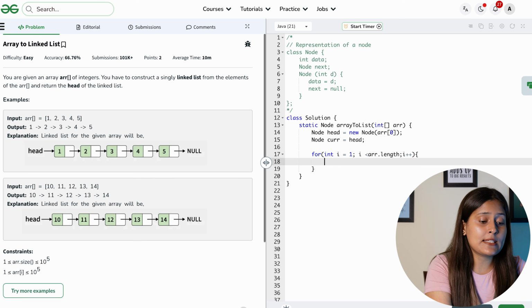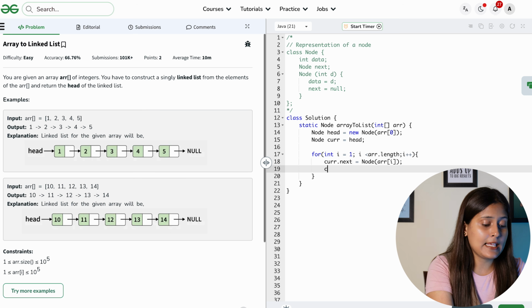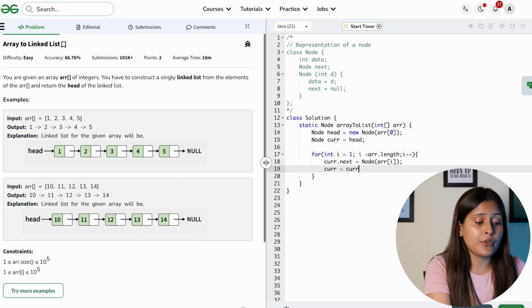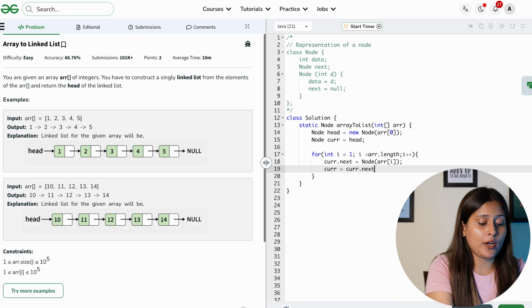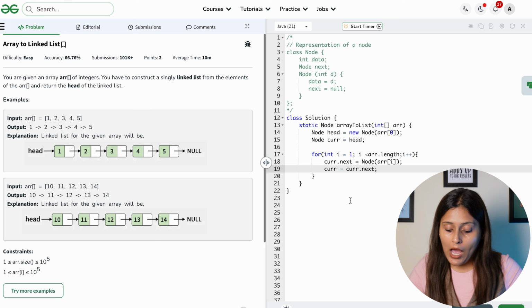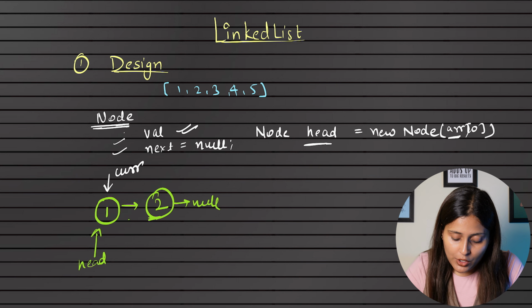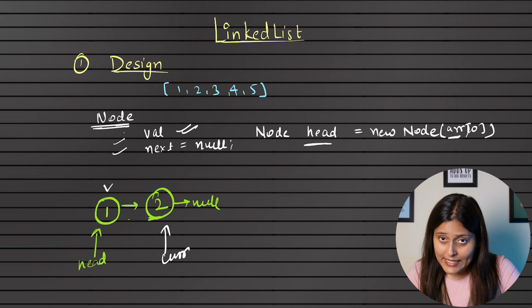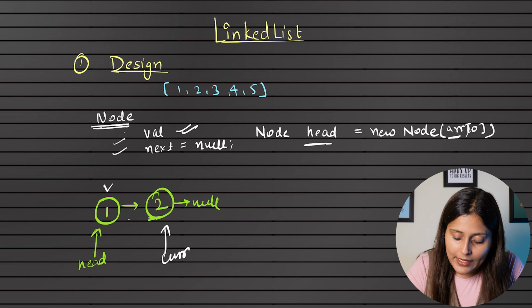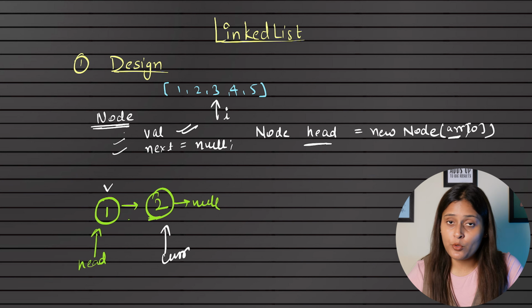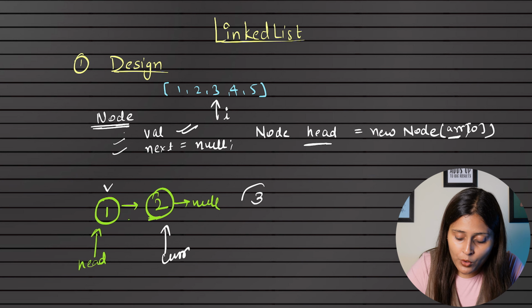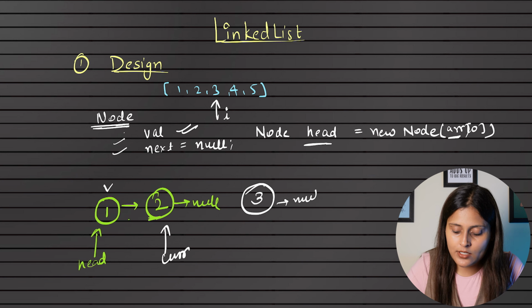Okay. Now inside this we have to say that in our current.next we want to create a new node with array of i value, and also we have to move current to current.next. So how will this happen? See, can I say my current is now pointing to this? Yes. Now what will happen? Again the i pointer will move to this. So we'll again make a new node with value 3 and next null.